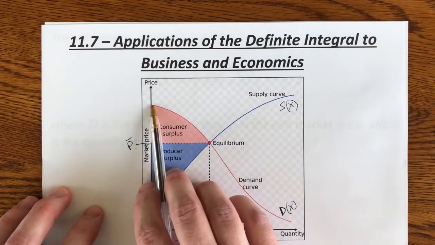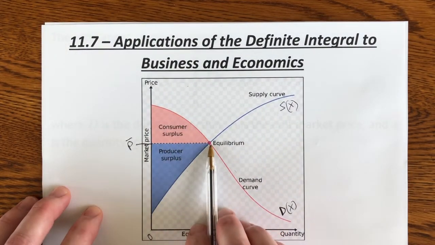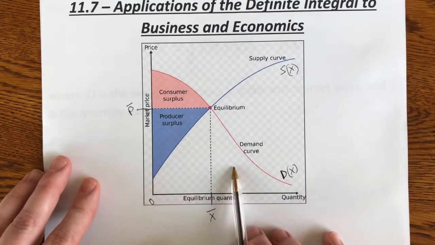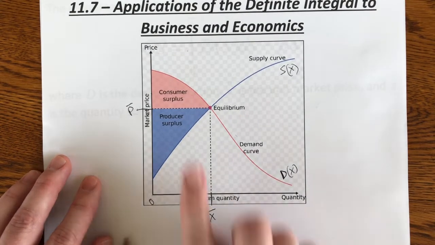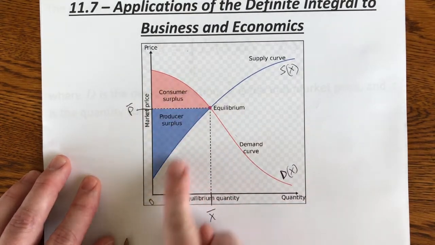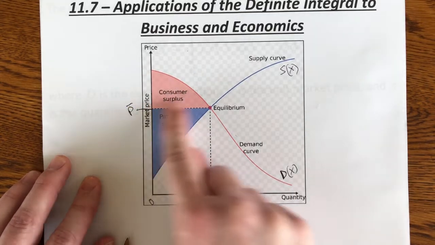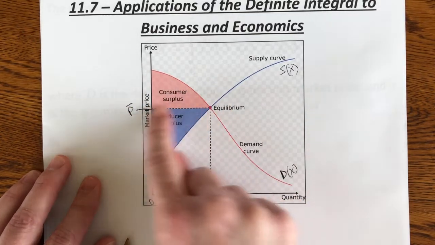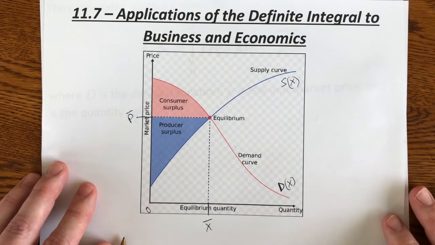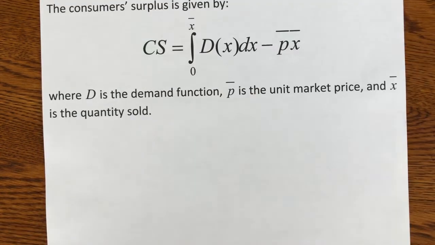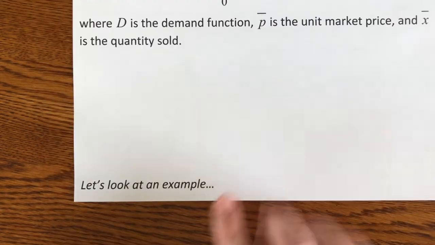Okay, here it is. We're going to look at the integral of this curve from 0 to X bar. That'll take care of all of this area right there. And then we're going to subtract off the area of this rectangle, that's X bar times P bar, and we'll have our answer. Let's look at an example.